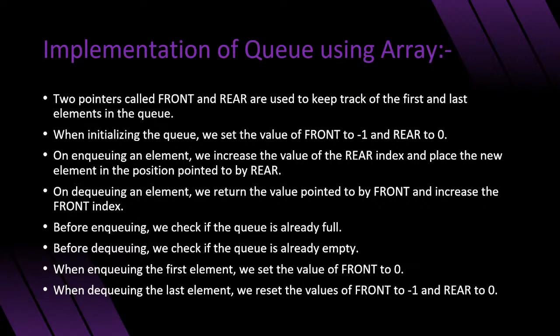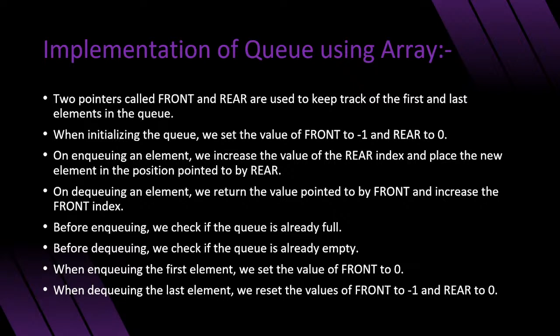Now the implementation of a queue is a bit more complex than that of stack. We need to have two pointers, front and rear, which keep track of the first and the last element in a queue. When initializing the queue, we set the value of front to -1 and rear to 0. When we enqueue an element, we increase the value of the rear index and place the new element in the position pointed to by the rear index. And when we dequeue, we return the value pointed to by the front pointer and then increase the front index to point to the second element, which becomes the new first.